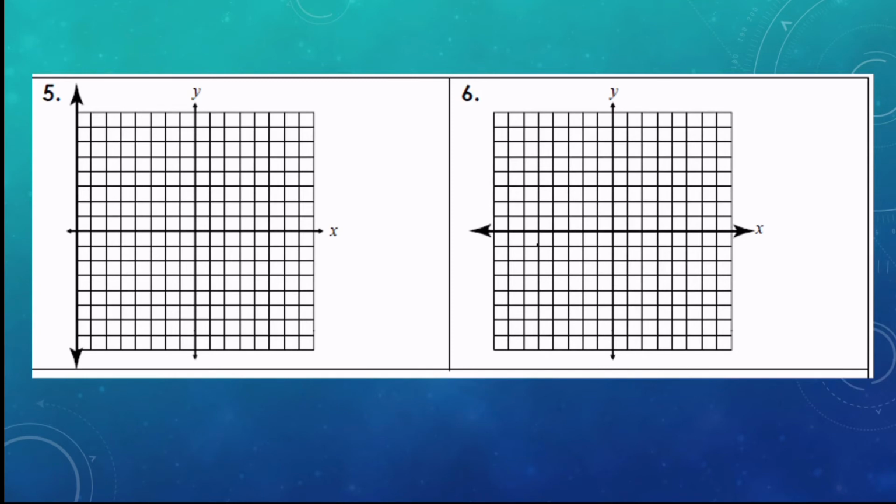Well, what about this one? This is the line you're looking at. It's a vertical. So this one's a horizontal. So number 5 should say x equals. Number 6 should say y equals. I'm going to look at your number. What is it?